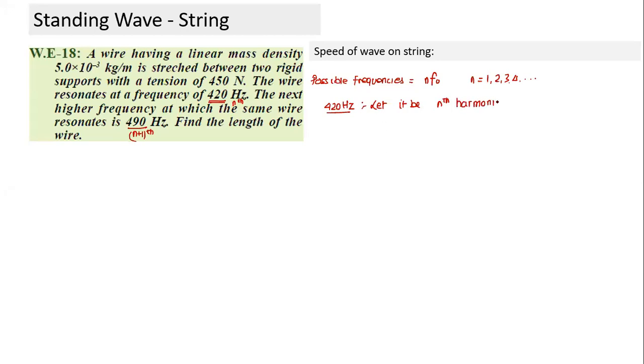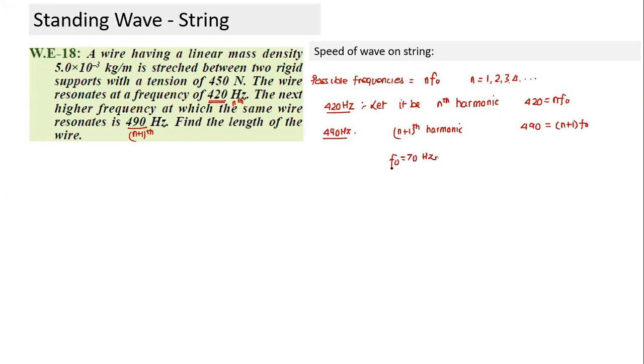So if it is the nth harmonic, how do we write it? 420 is equal to n into f naught. And if 420 is the nth harmonic, then 490 hertz will be the n plus 1th harmonic, which gives 490 is equal to n plus 1 times f naught. Taking the difference between the two, we find f naught is 70 hertz.